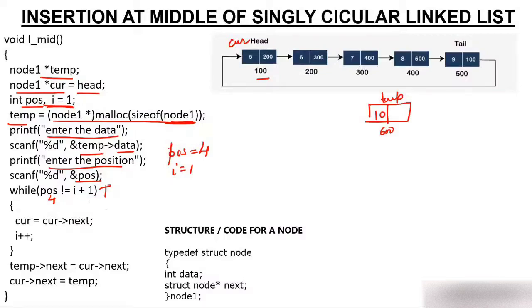4 is not equal to 2, condition becomes true. I'll move inside and I'll update current. Current will have current next. What is there in current next? 200. So current will move from this place to this place. Fine. Okay. Again, I'll increment I.